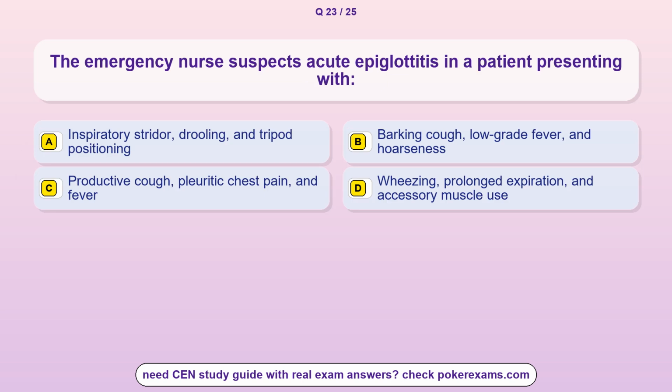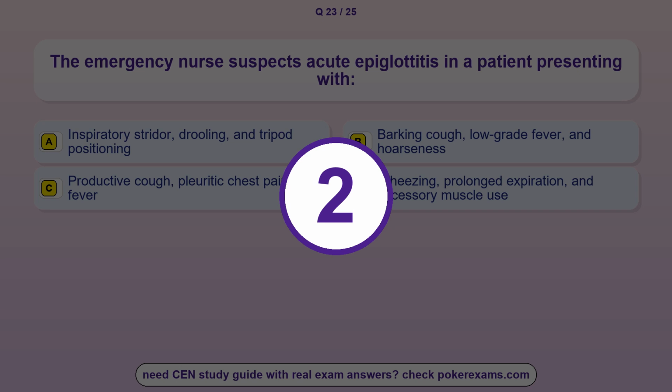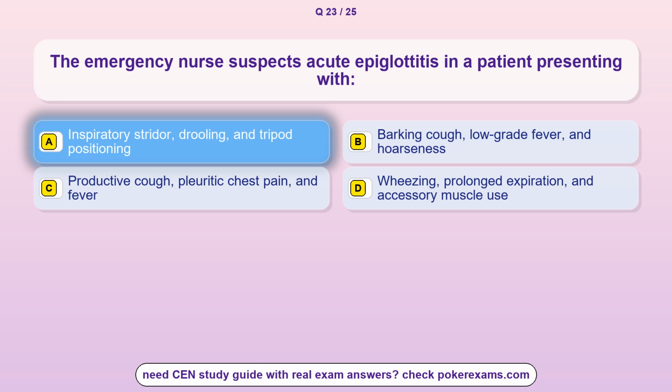Question 23. The emergency nurse suspects acute epiglottitis in a patient presenting with: Option A, inspiratory stridor, drooling, and tripod positioning. Option B, barking cough, low-grade fever, and hoarseness. Option C, productive cough, pleuritic chest pain, and fever. Option D, wheezing, prolonged expiration, and accessory muscle use. The correct answer is option A, inspiratory stridor, drooling, and tripod positioning.